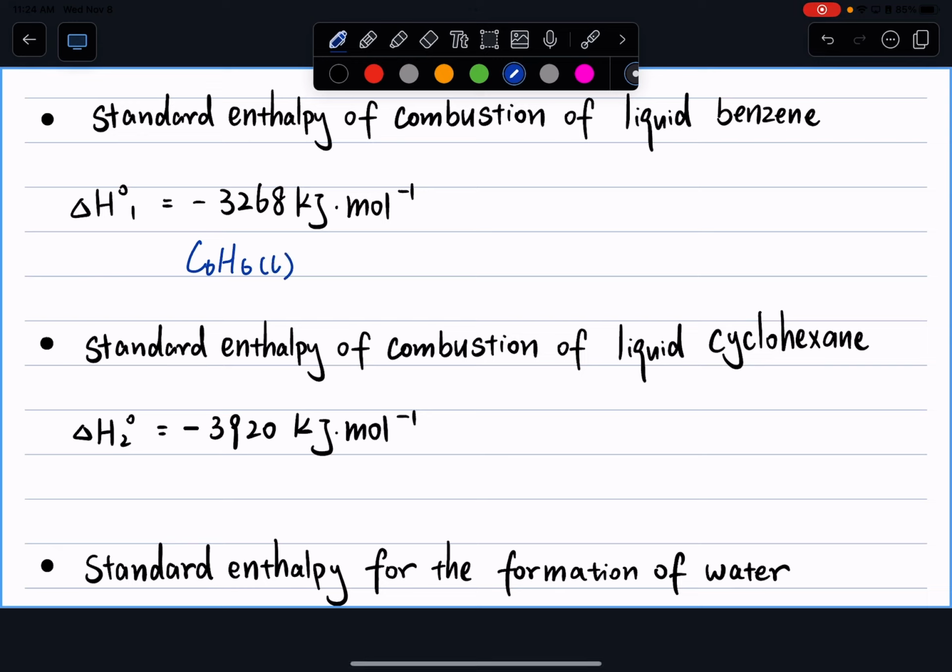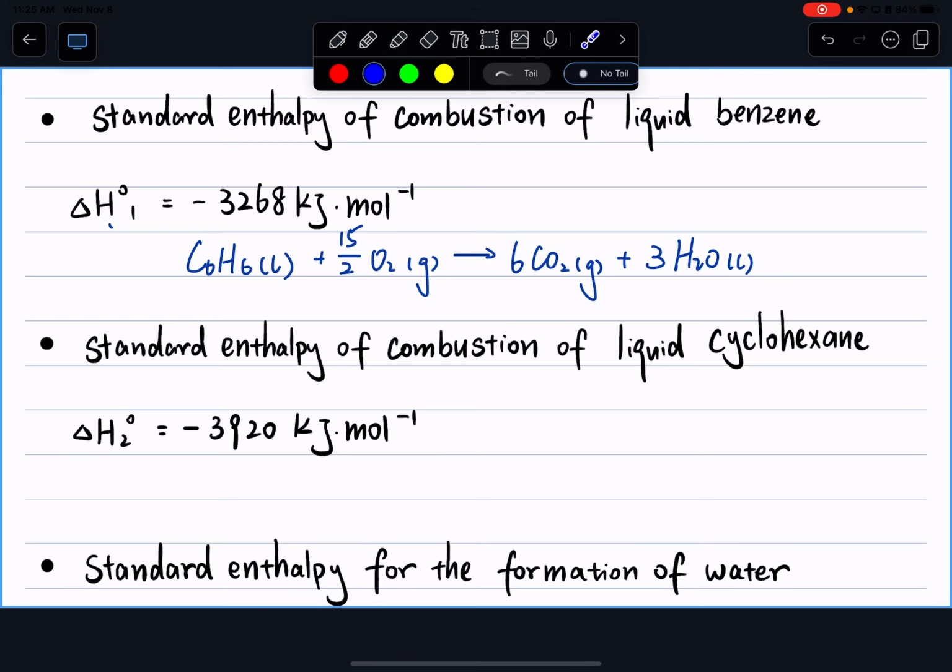C6H6, liquid benzene, burning in oxygen to give you carbon dioxide and water. And we balance that equation. So that's 6, 3, that's 15/2. So we're talking about the enthalpy of combustion of 1 mole of liquid benzene here. And that's what our delta H1 is.